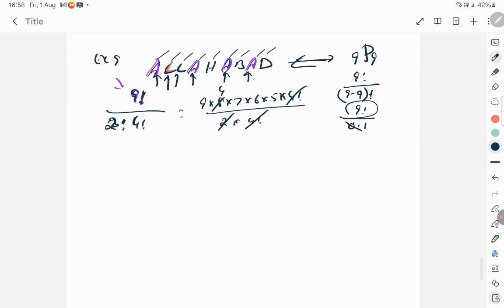And you can check your answer. What is the answer? 7560 should be your answer. You can multiply and see. So let's go to example 10.